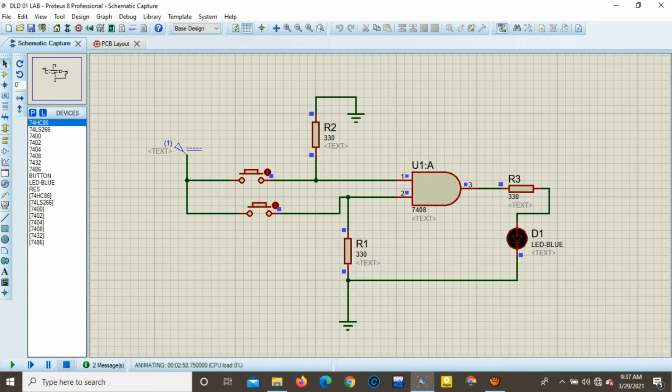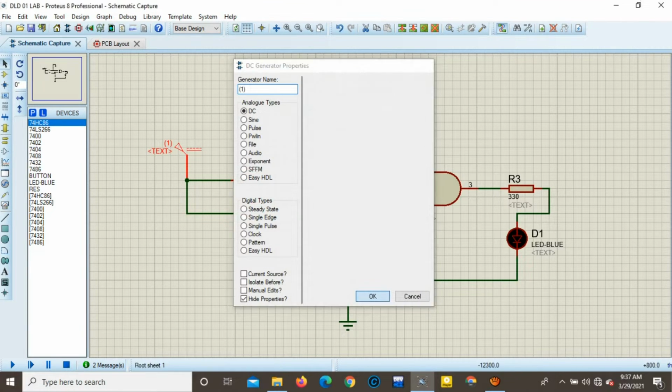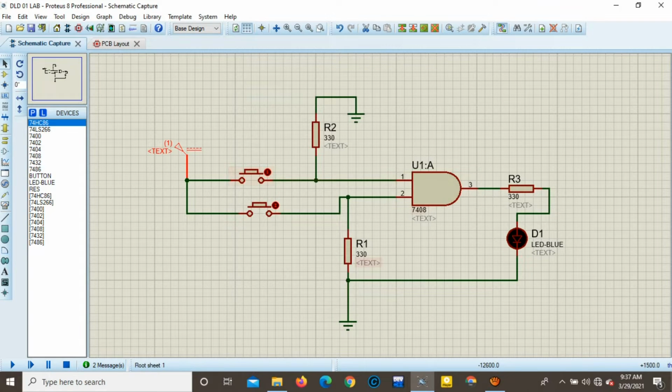Here we give the input of 5 volt, and the verification of the truth table of AND gate is that it gives its output 1, or we can say that bulb is on when each input is 1 or both switches are on. Otherwise, if any switch is off, then the output will be off, no bulb is on.